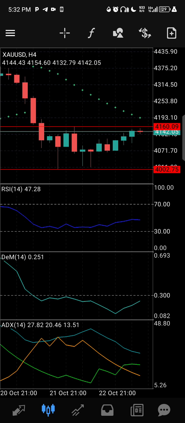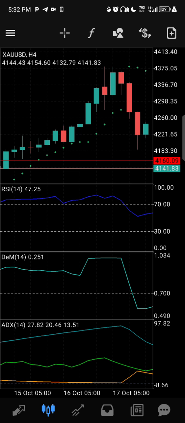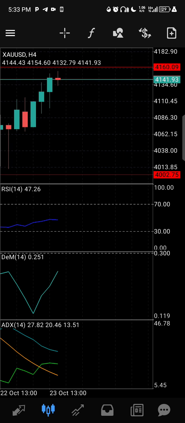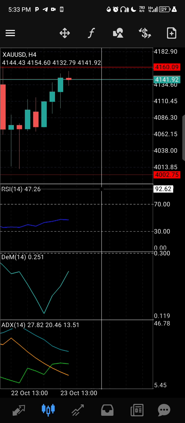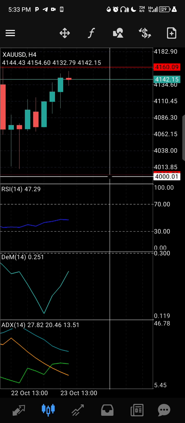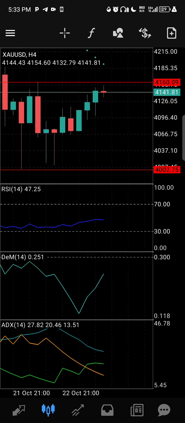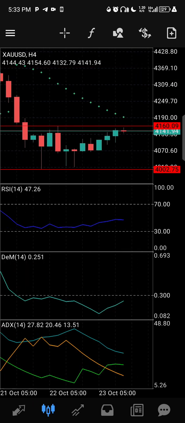Looking at the market, you can see this support is still strong. Gold has not broken the support, not gone below 3,000-something. This red line is showing us a very strong support, and this is a very strong resistance, as you can see. So we are going to wait.